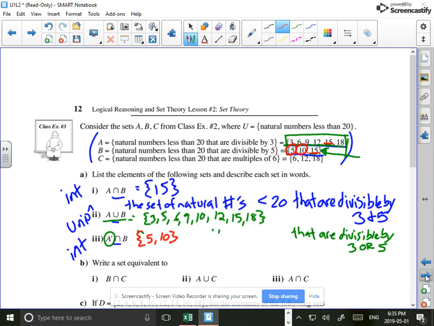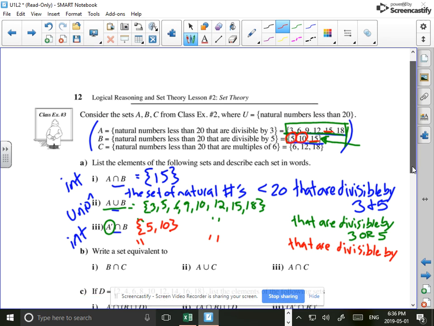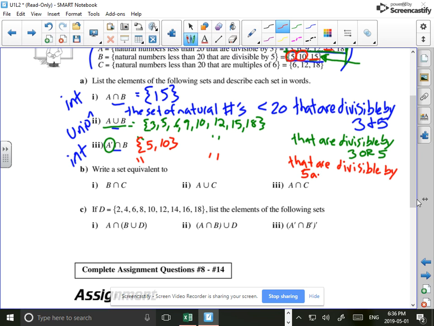And then this is going to be the set of natural numbers less than 20 that are divisible by 3, that are divisible by 5 and not 3.